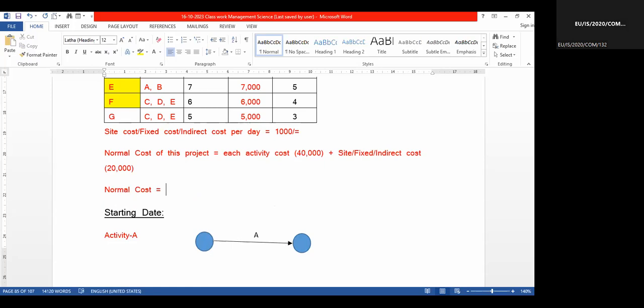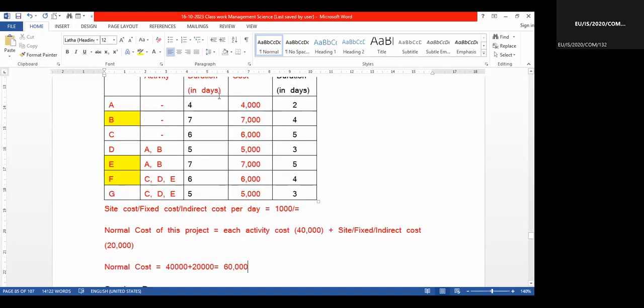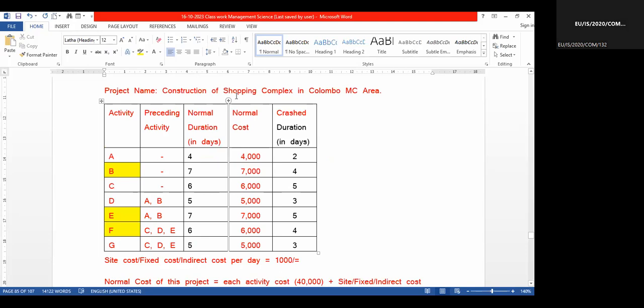20,000. 40 plus 20,000, 60,000. 40,000, 60,000. That is equal to 60,000. Right? So this is how the cost calculation is done for the normal duration, normal cost.